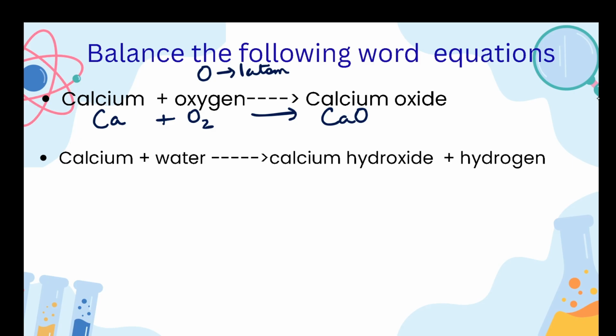Calcium oxide, how did you get CaO? We know calcium's valency is 2 plus and oxide is 2 minus. So this gets cancelled, and that's how we get CaO.